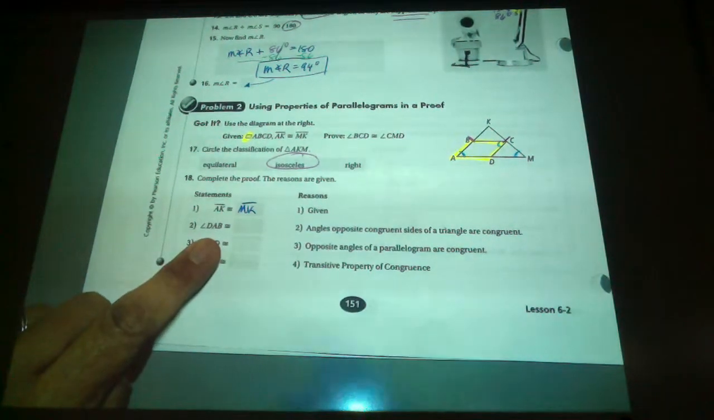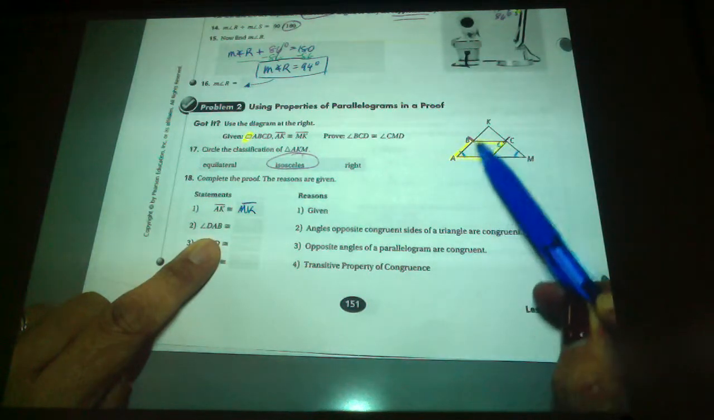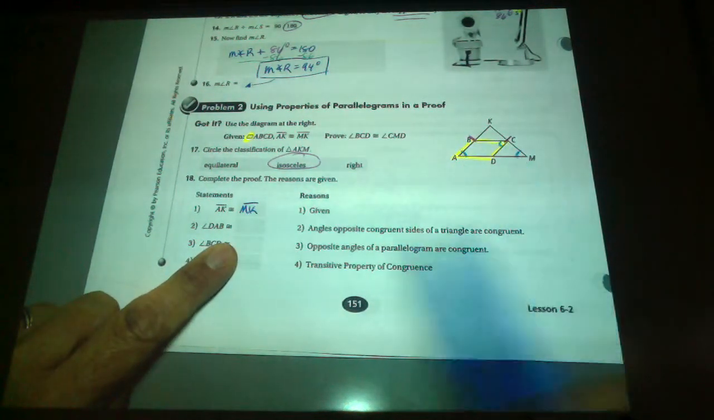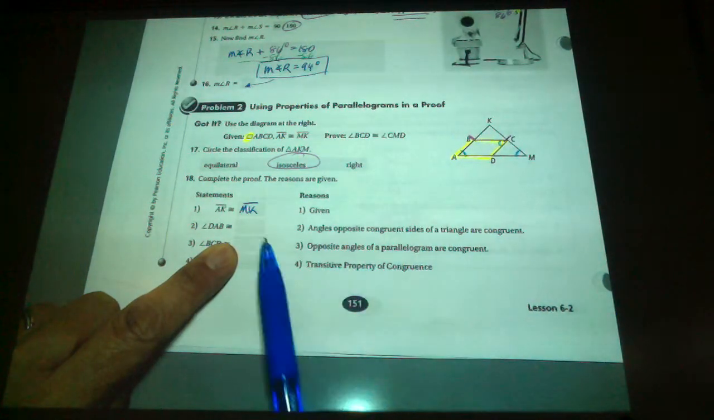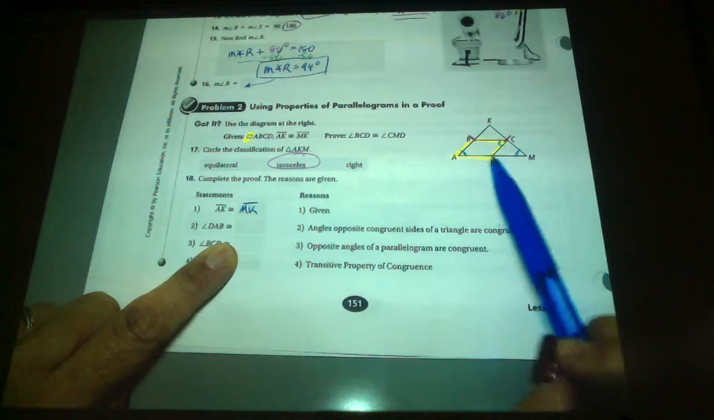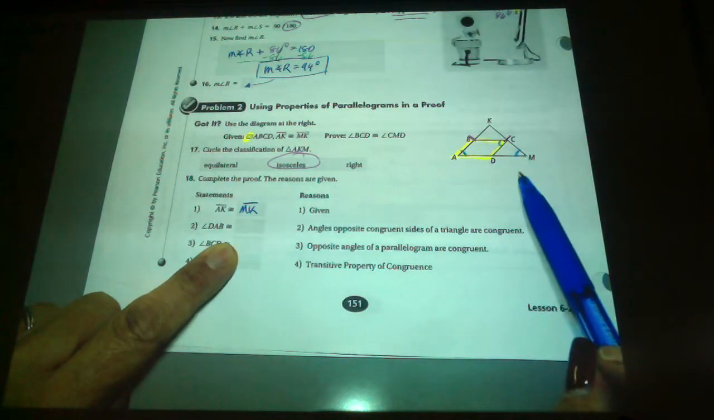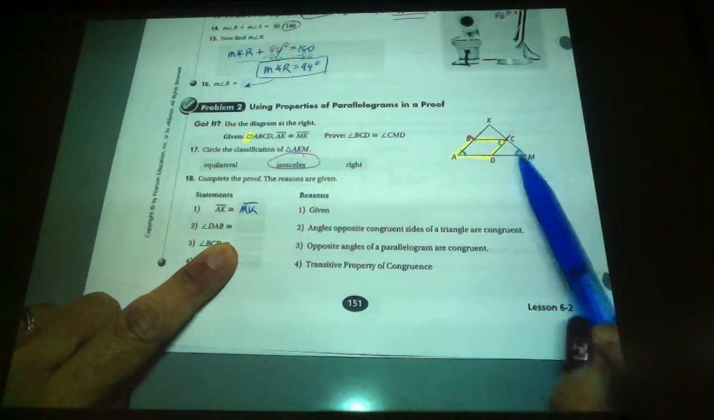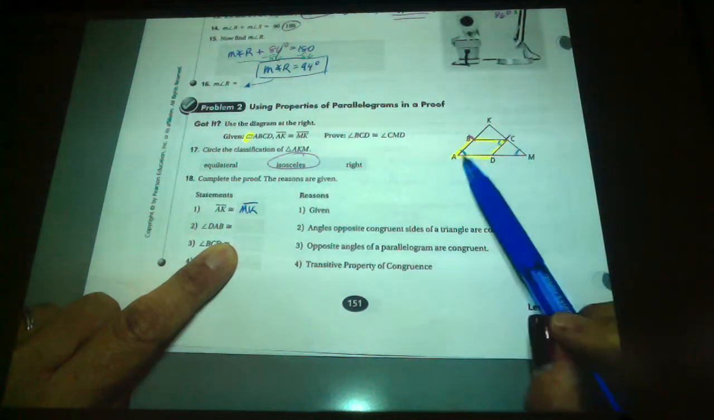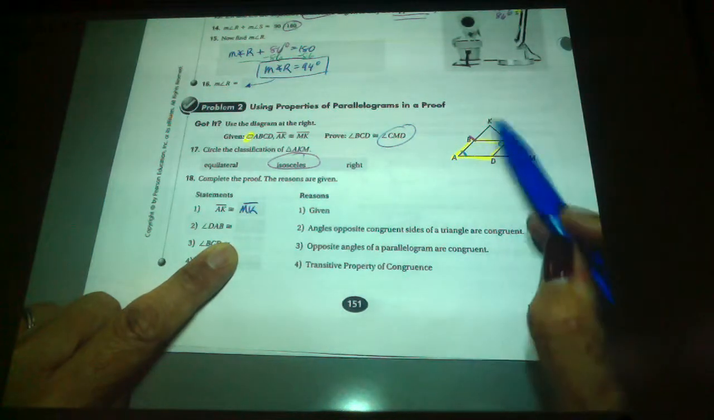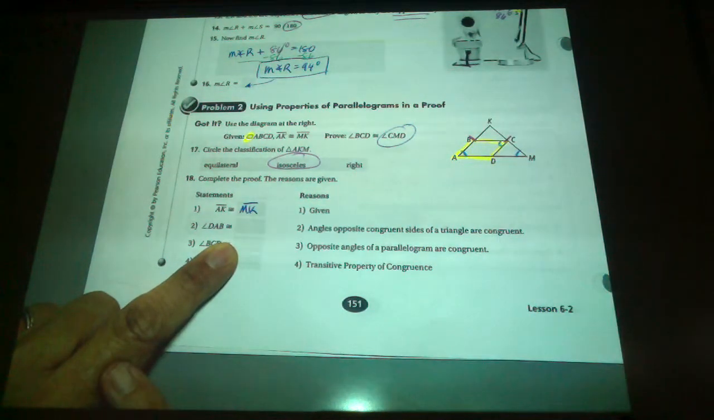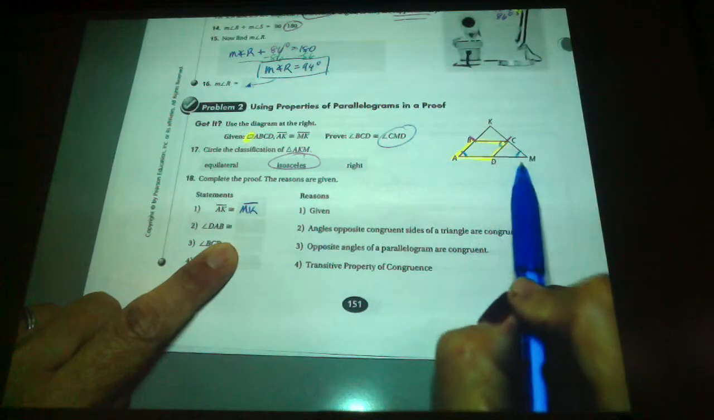And then angle DAB. So DAB right here is congruent to something. The angles opposite congruent sides of the triangle are congruent. So what's the opposite angle to DAB? This one here in the triangle. They are saying that this is congruent to this because it's following the sides. I'm going to use the same exact angle that they've used here because that's what I'm trying to prove.